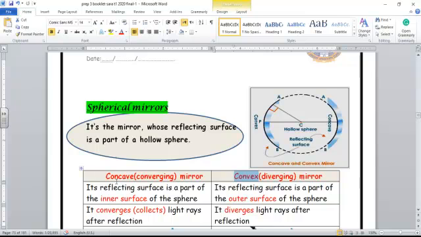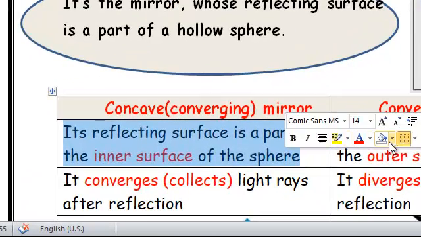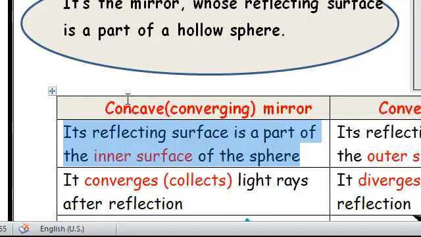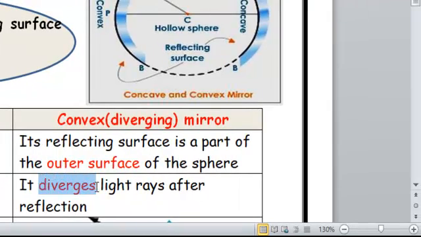So the concave mirror is the mirror whose reflecting surface is the inner surface of a sphere, while the convex mirror is the mirror whose reflecting surface is the outer surface of a sphere. Another part of the comparison: the concave mirror is called a converging mirror because it collects light rays, while the convex mirror diverges light rays, meaning it disperses them away from each other. So they are opposite.